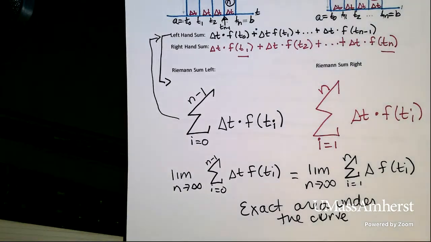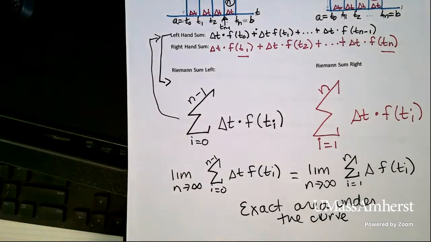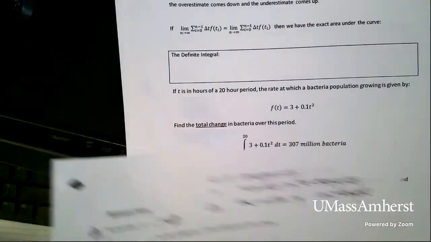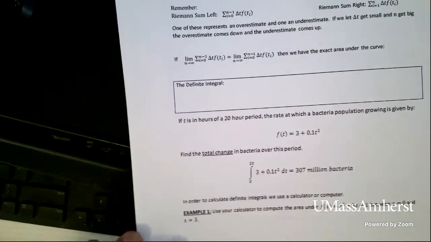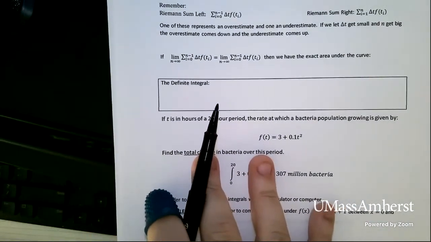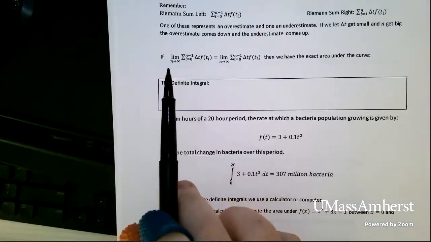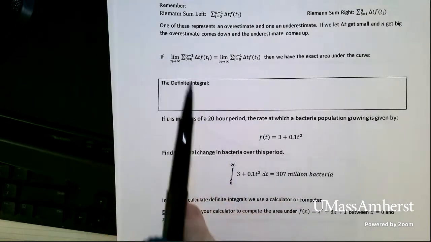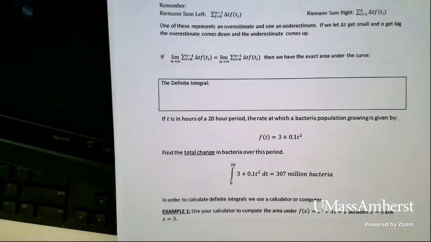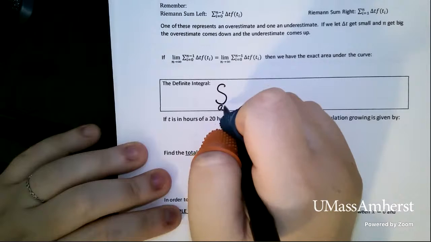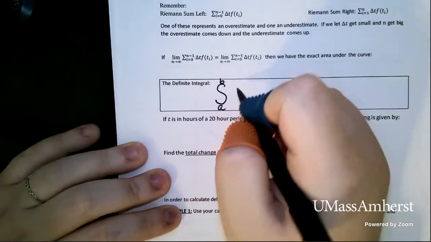Okay, so that's where we're sort of moving to next. Hold that idea in your brain for a minute. Okay, so this was just a reminder. That's what we just did. But if the limit as n goes to infinity of the left-hand area is the same as the right-hand area, we get what's called the definite integral, which looks like this.